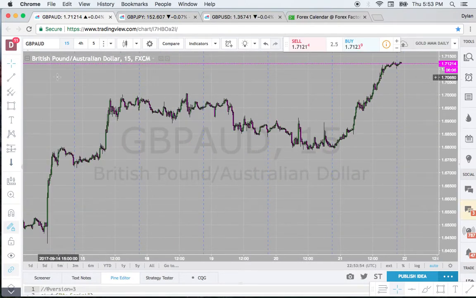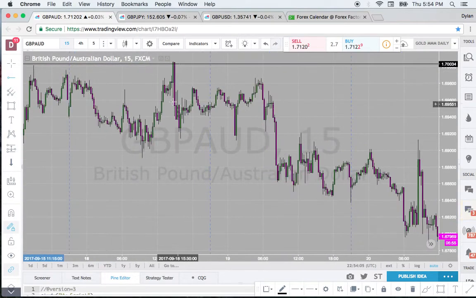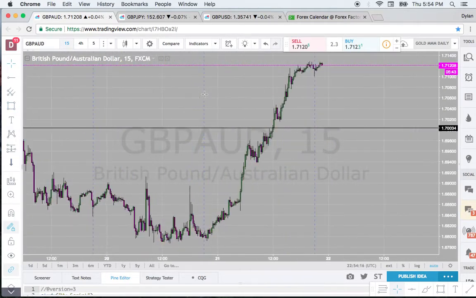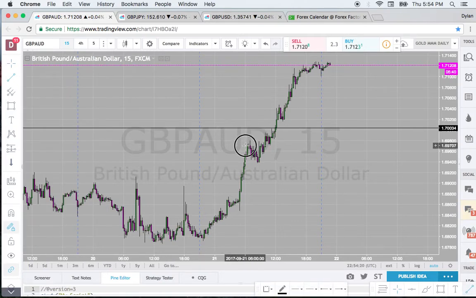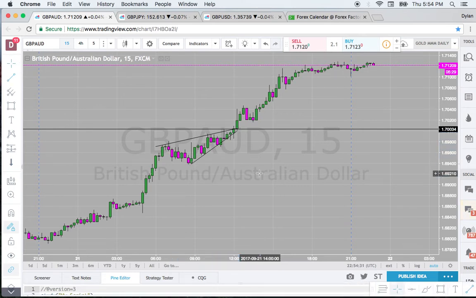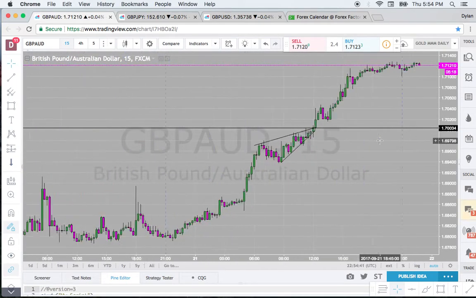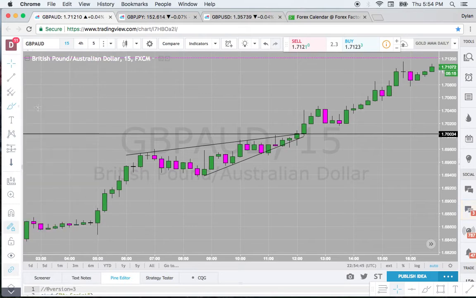GBP AUD. We have 1.7 as our ceiling here. This was created on Sunday, Monday area, the high right there. And then what do we have here? One little guy here, one lonely little wedge all alone. I actually sold this. Foolish me, I sold this thinking it was an M, and thinking this was the smaller micro M.